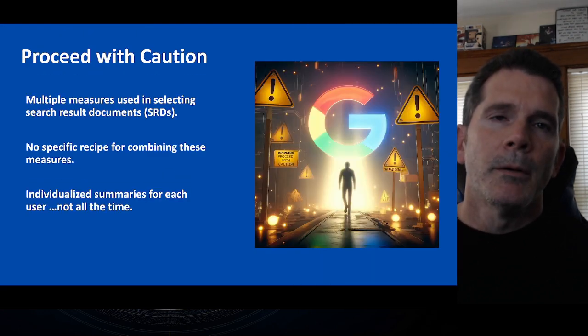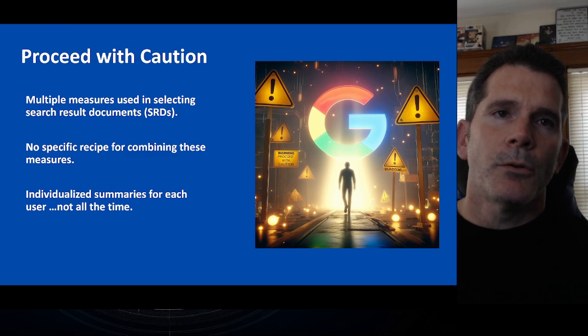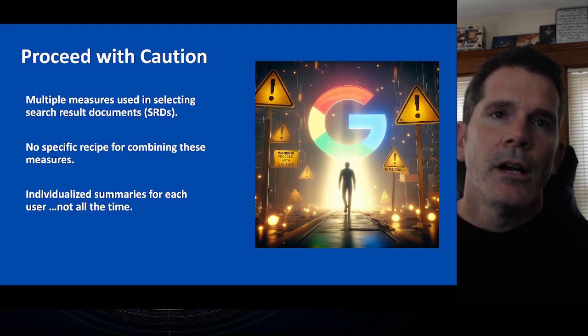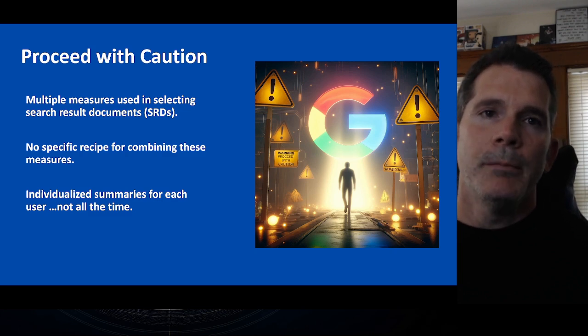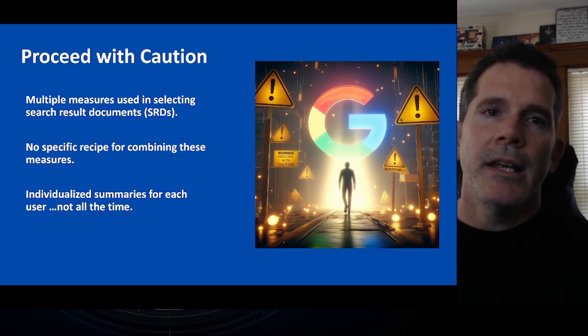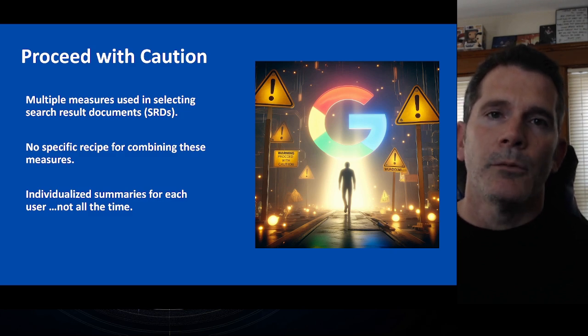So Google uses multiple measures to select search result documents or SRDs for the AIOs. There isn't an identified formula for combining these measures. Nothing was discussed in the patent as far as how they are used in tandem. And also, each user's summary can be individualized, but not always. I've seen cases where using the same query, I've gotten the same summary as other people, and other times where I've gotten completely different summaries than other people. So just keep in mind that Google is constantly updating and adjusting its algorithms, and will do that for the AI overviews moving forward as well.